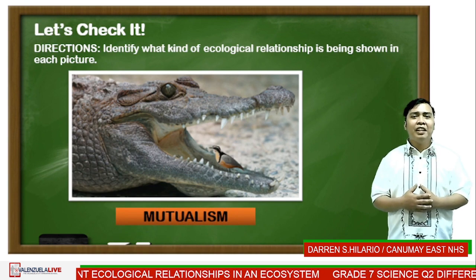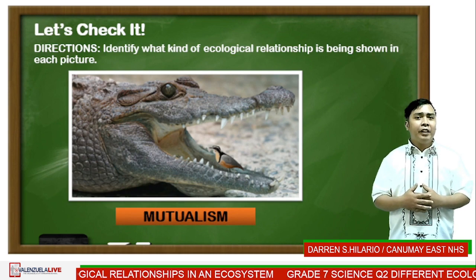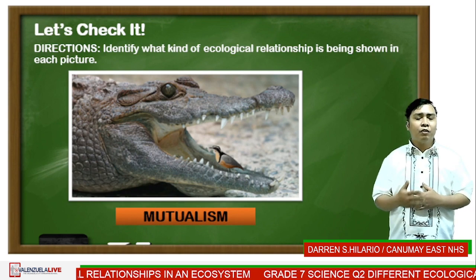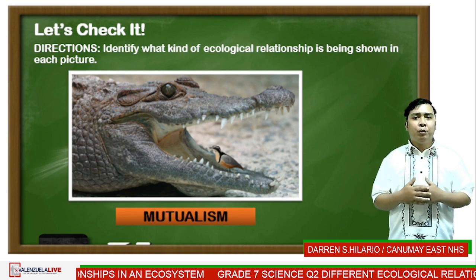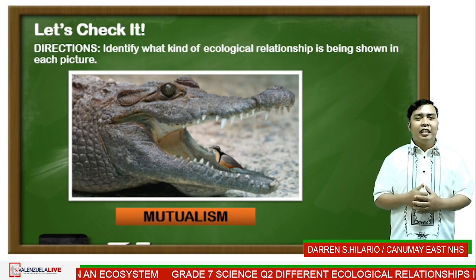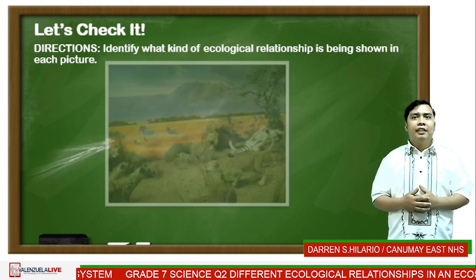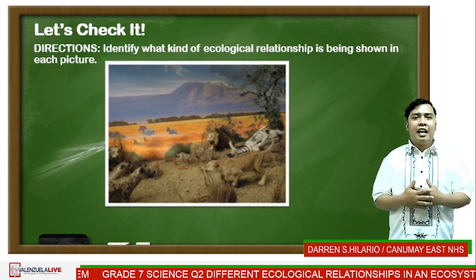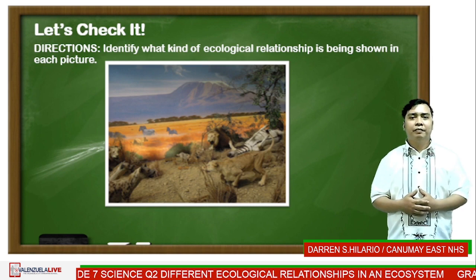The answer is mutualism. Very good, grade 7. The bird benefits by getting its food in the mouth of the crocodile, and the crocodile benefits by having the stuck food between its teeth removed. You are doing great, grade 7. Keep it up. Let's have number 4. The hyena and the lion. Please type now your answer in the comment section.